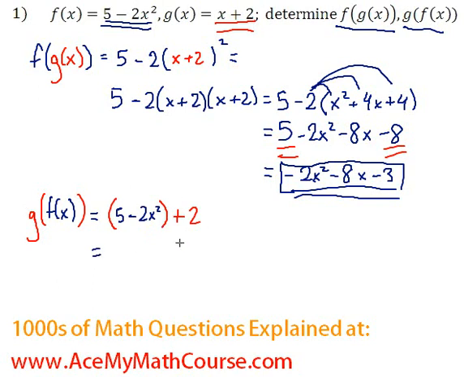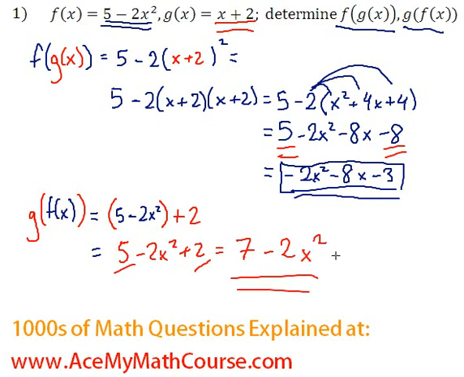Now we can just basically break the brackets. So 5 minus 2x squared plus 2 will be just 7, right? 5 plus 2, 7, minus 2x squared. That's it. This is g of f of x.